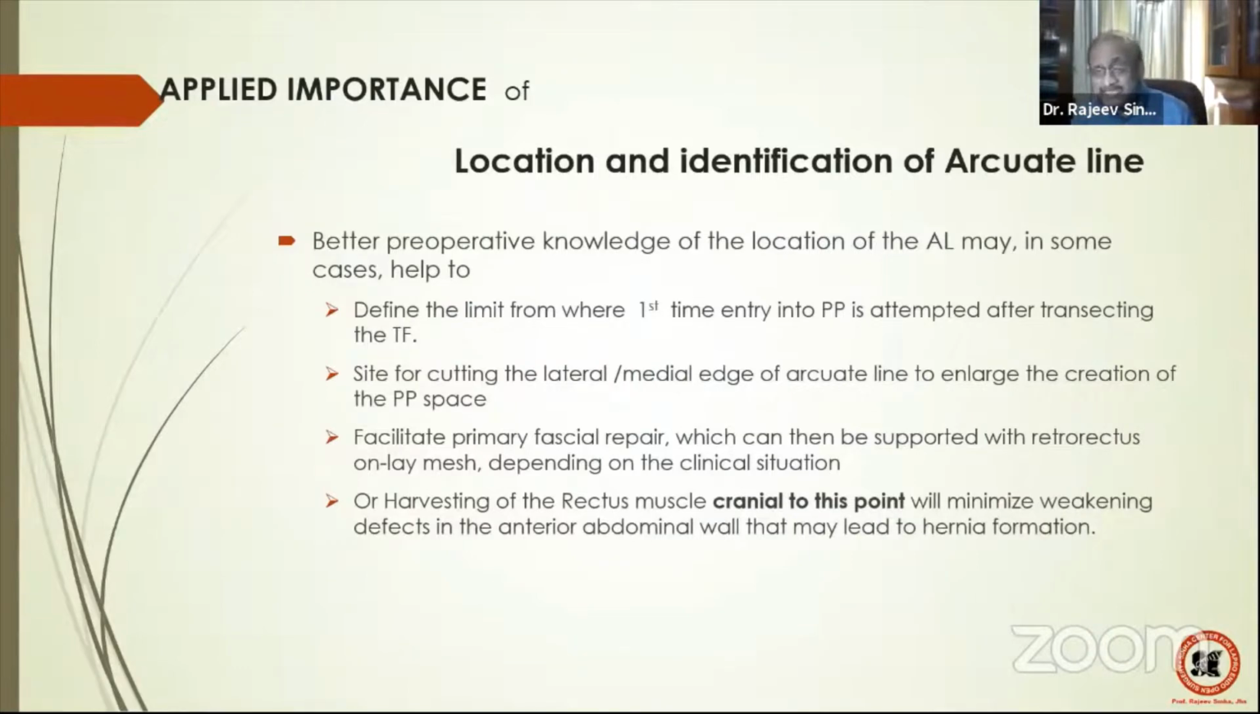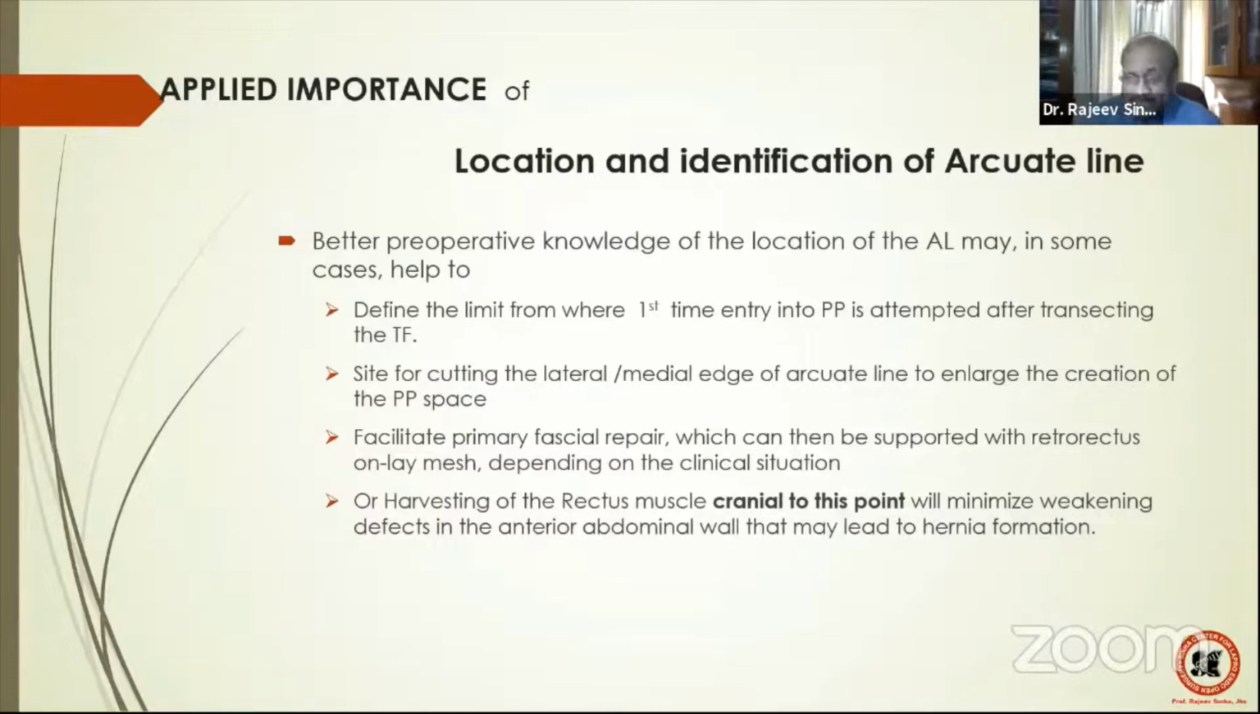Number two, the site for cutting the lateral and medial edge of the arcuate line to enlarge the creation of the PP space. When you're doing this surgery, for enlarging at the arcuate line, the medial edge and the lateral edge, I'll show you in the video, are slightly cut so that you can easily negotiate the preparietal space. You enlarge the preparietal space. It facilitates the primary fascial repair, which can then be supported with retrorectus onlay mesh depending on the clinical situation.